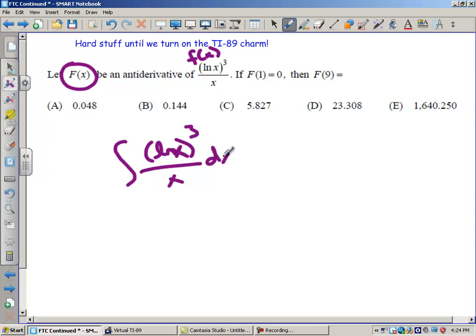Between what two points? Well, we know the value at 1. We're looking for the value at 9. So let's integrate from 1 to 9. If we integrate this from 1 to 9, this will be the antiderivative's value at 9 minus the antiderivative's value at 1. That's what this will equal. And since we've got a pretty little TI-89, we can turn on the charm. I'm going to go ask my calculator for this value.